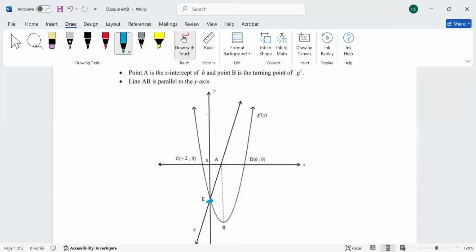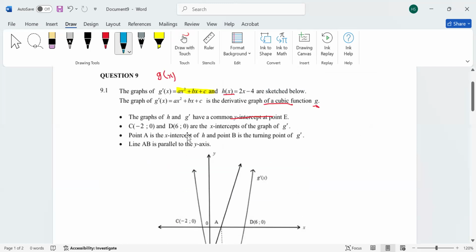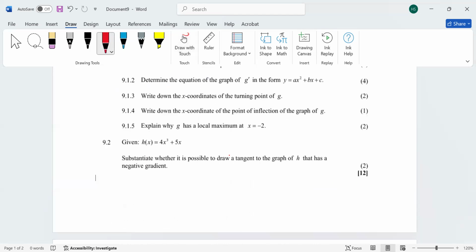It's a y-intercept of both G and H. And then we're also told that C and D are the x-intercepts of G prime. A is a point on the x-intercept of H. Here's A here. It is the x-intercept of this function. And then they say line AB is parallel to the y-axis.